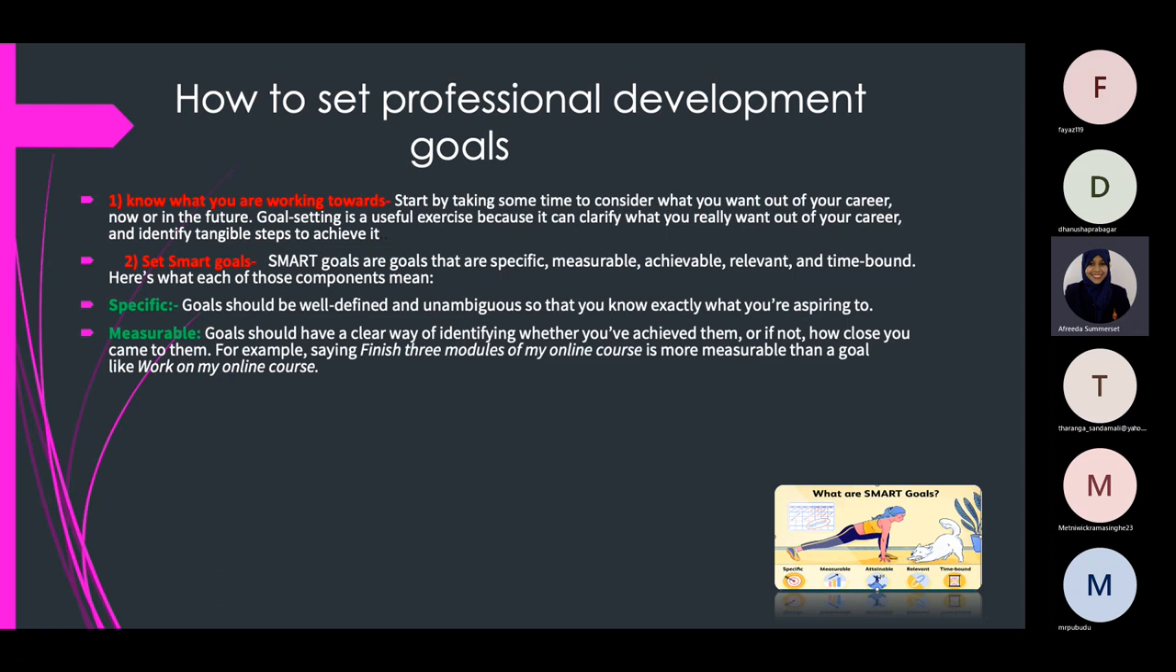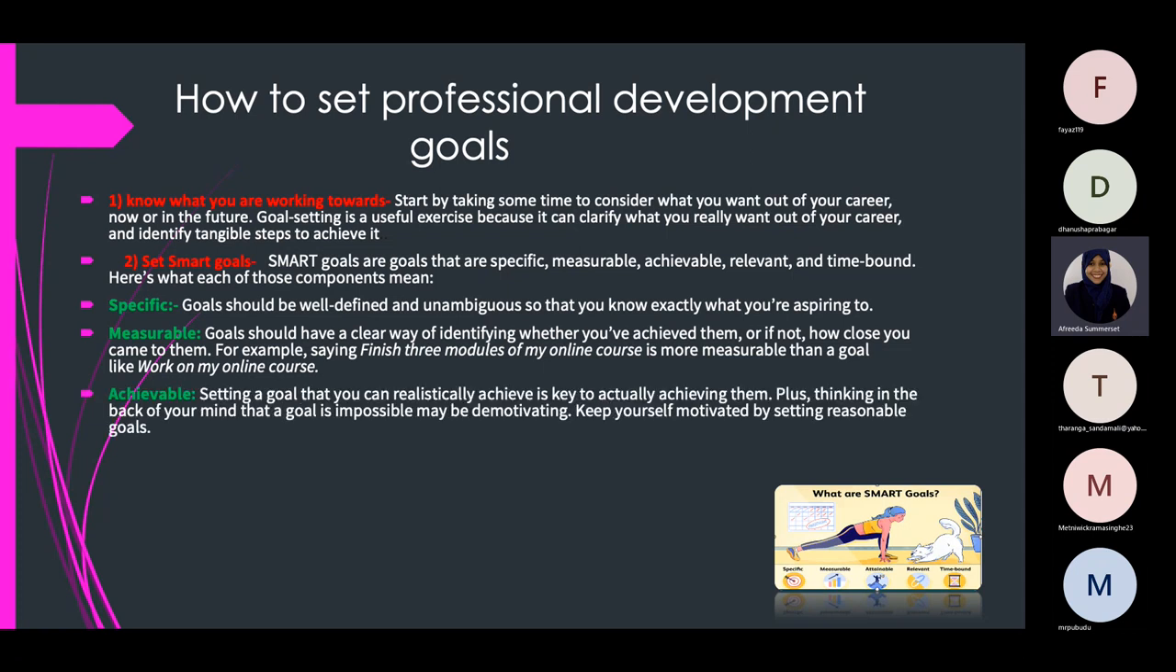Then measurable, like I said, you need to know how far along you are on this particular goal. A goal should have a clear way of identifying whether you have achieved it, and if not, how close you came, right? So let's say for medical school you need 75 out of 100, but in your first exam you got 74. She needs to know, okay, next time, how can I get that extra one mark, right?